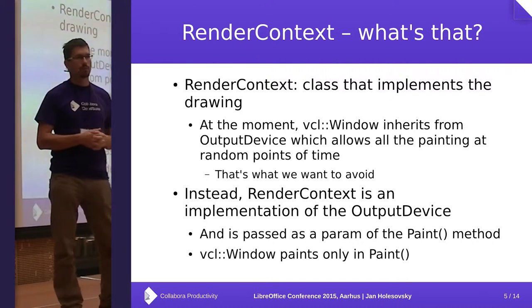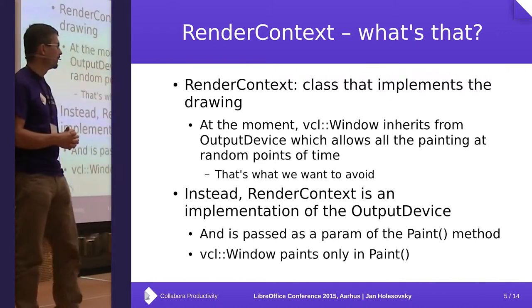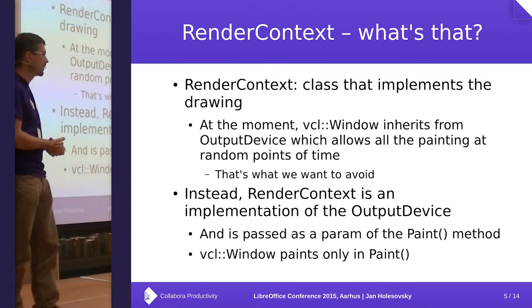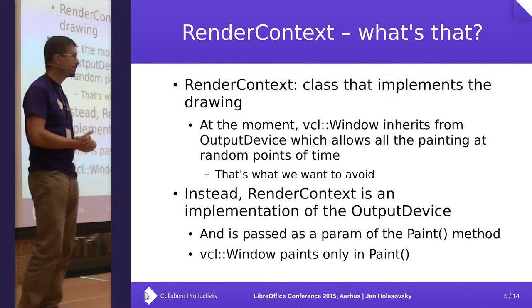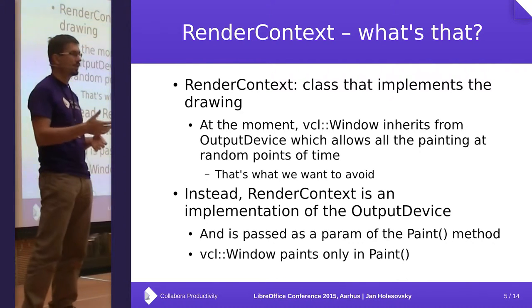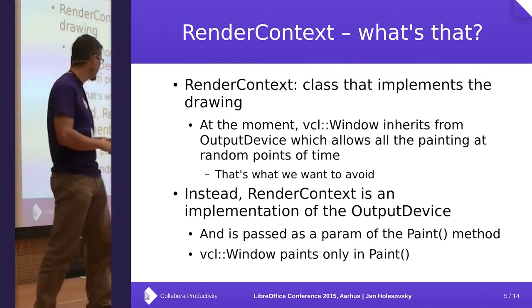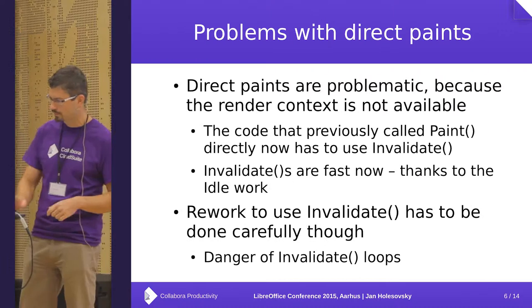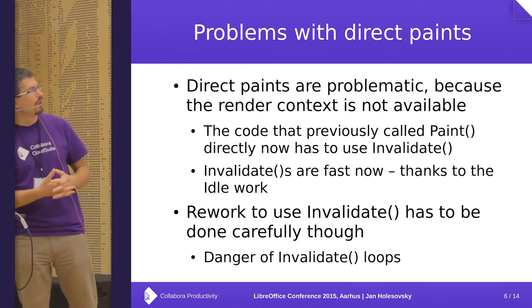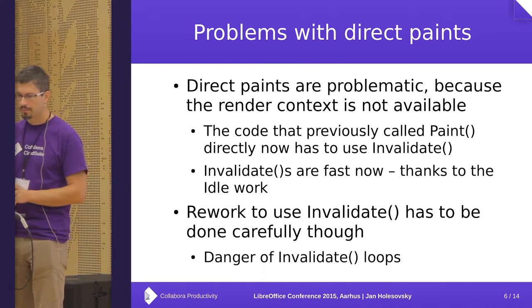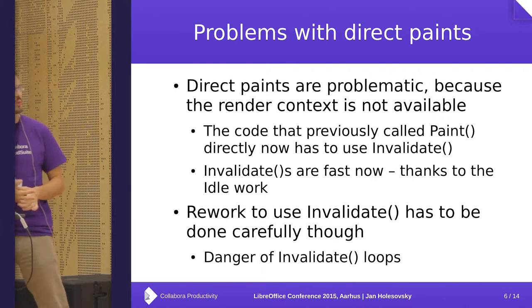It would be the only class that would actually have access to the painting, and it would be passed by VCL as a parameter to the paint method, so that when you are painting in the paint method, you have this render context where you can do the operations that are necessary. Actually, what is wrong with the direct paints? Why do we need to do this at all?